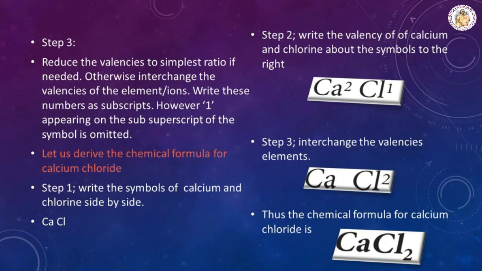Next, in step 3, interchange the valencies of the elements. So the 2 goes to the chlorine atom and the 1 goes to the calcium atom. If 1 appears on the superscript of the symbol, it is omitted. So thus the chemical formula for calcium chloride is CaCl2.